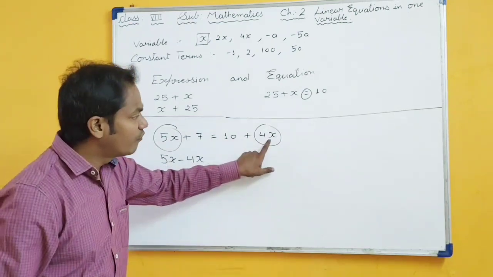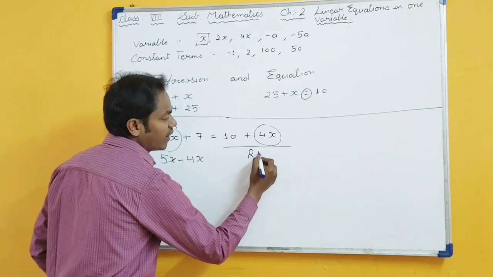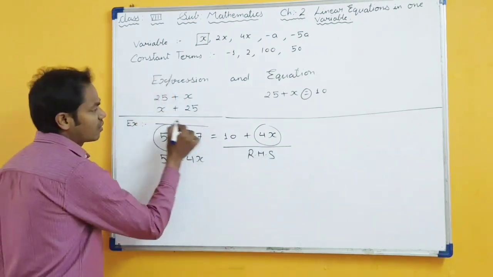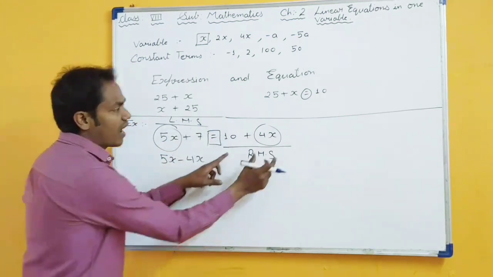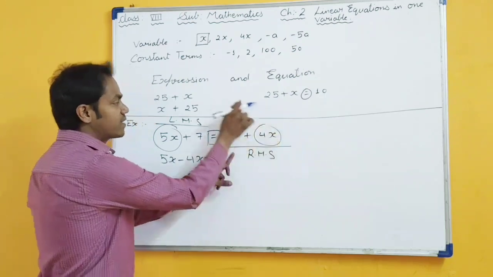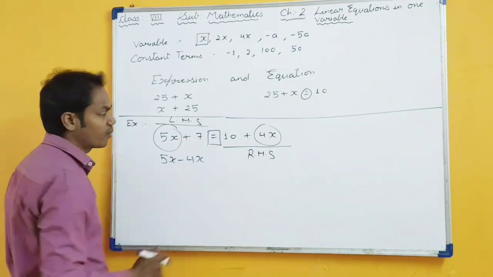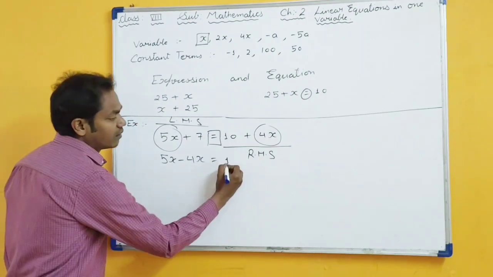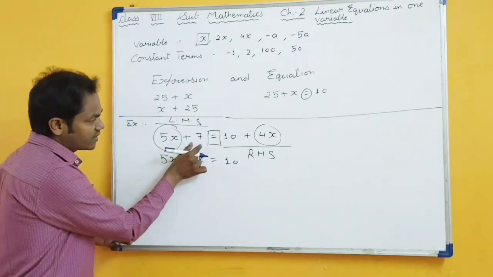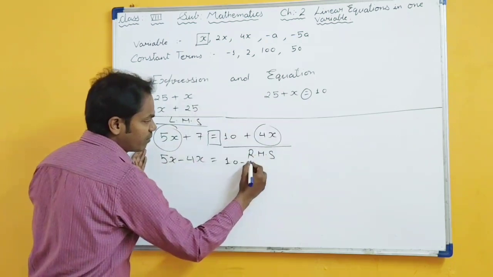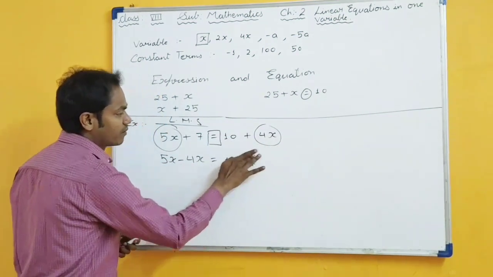remember that whenever you shift your values, this is your right hand side and this is your left hand side. This is your center point, equal to. I have shifted 4x from right hand side to left hand side. So plus 4x will become minus x. This you have to remember. And this 10 is already on your right hand side. And I will shift this 7 from left hand side to right hand side. So it will become minus 7. These rules you have to remember.